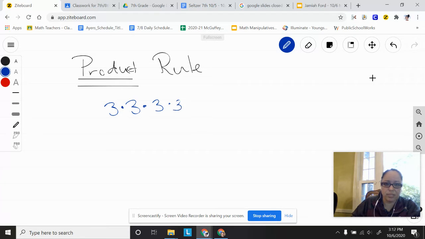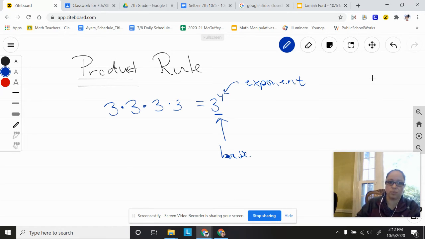So we have 3 times 3 times 3 times 3. That is 3 to the 4th power. Of course, this 3 is called our base, and this 4 is called our exponent. And the base is what's being multiplied, and the exponent is how many times it's being multiplied. So that is 3 to the 4th power.